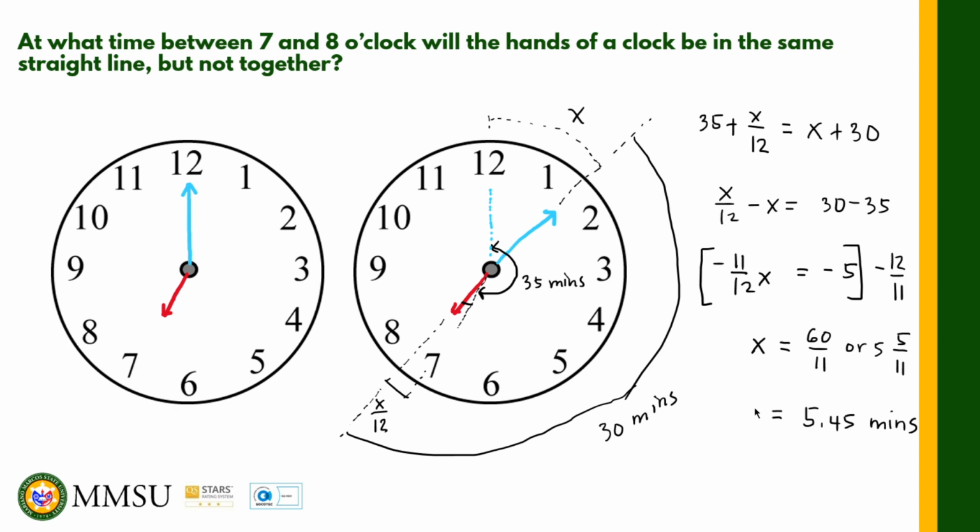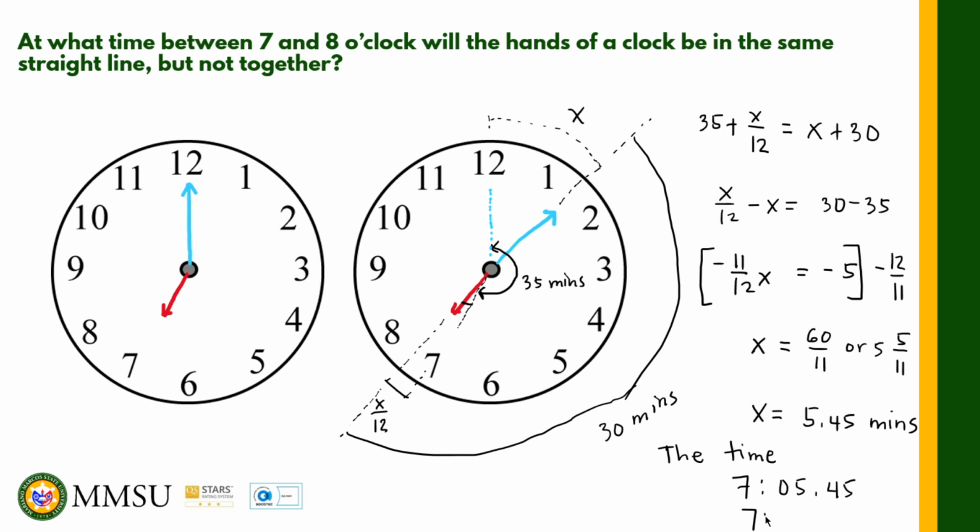Okay, hindi pa ito yung sagot natin. Ito yung number of minutes past 7. Okay, 'di ba, bago sila mag-form ng straight line. Therefore, the time during this instant is 7. Okay, that's 5.45 minutes past 7. So that's 7:05.45. Or pwede din, i-express natin in terms of minute seconds.